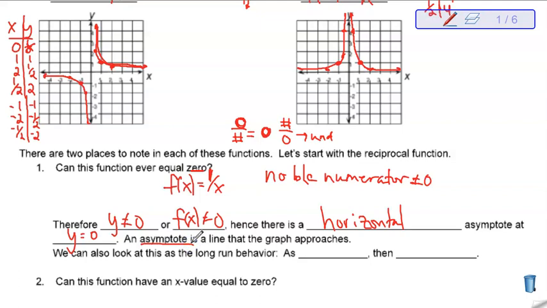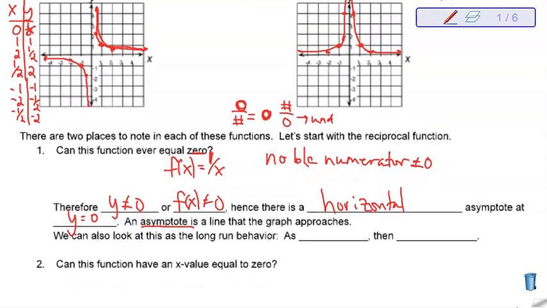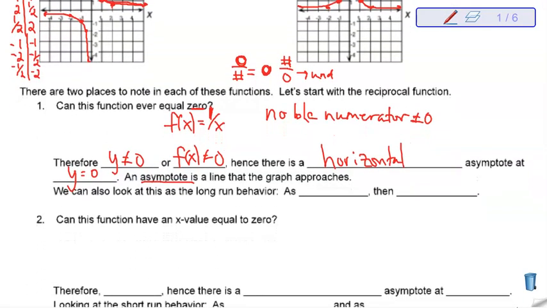Horizontal ones you can actually cross, but all the vertical ones you cannot cross. But for our purposes, we're going to think of it kind of as a boundary that we're just approaching there. So we can look at the long run behavior.